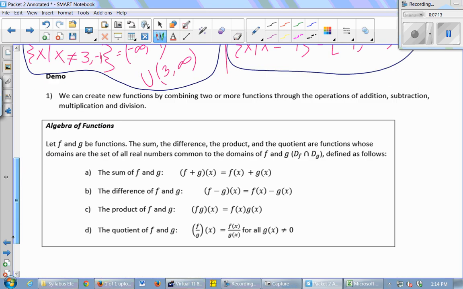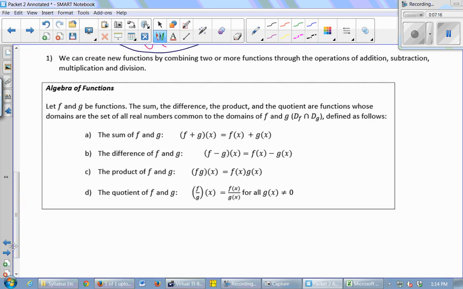All right, let's look at the demo. So we can create new functions by combining 2 or more functions through the standard operations: addition, subtraction, multiplication, division. You can take the sum of f and g, and there are 2 different notations for expressing f plus g. You can write f plus g of x, which just means f of x plus g of x. Just add the 2 things together. F minus g of x just means f of x minus g of x. F times g means f of x times g of x, and f over g means f of x over g of x. Just exactly what you think they would mean.